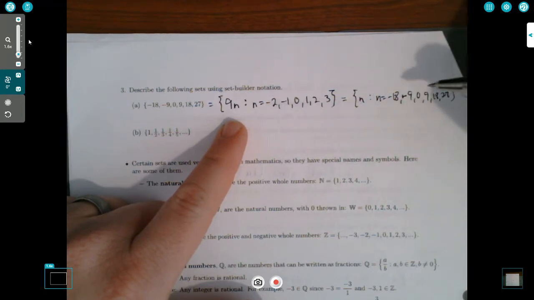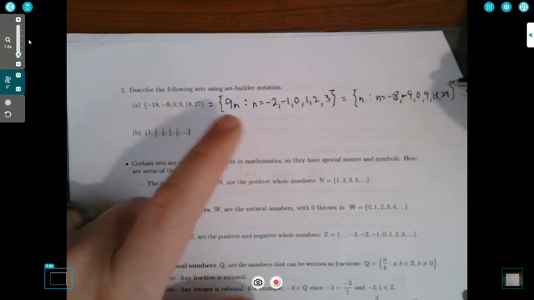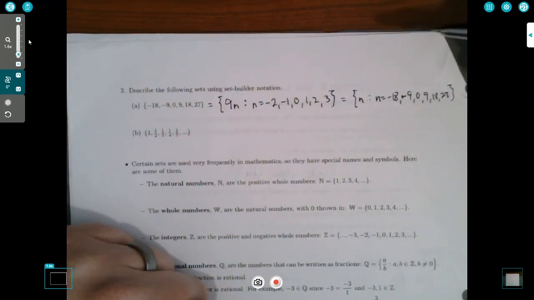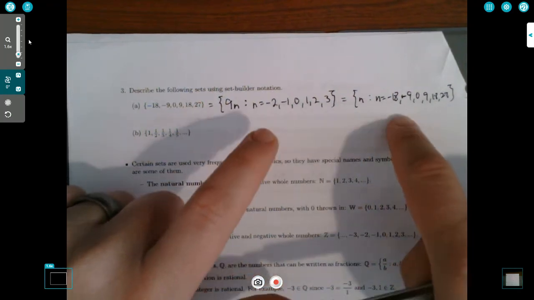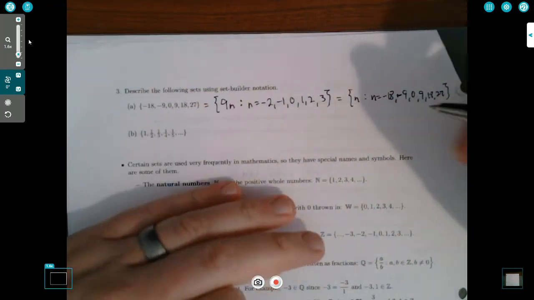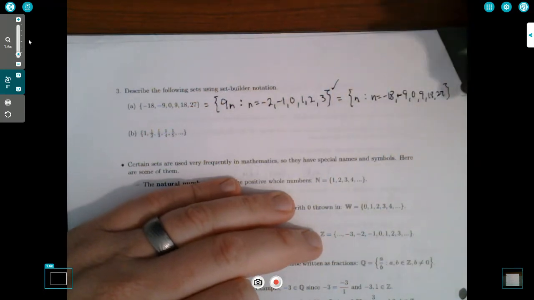It's not really useful, because if you're going to write it this way, you might as well just have given the roster, but that would also work. So my point is that there's more than one way to describe a set using set builder notation, but I think this is kind of the most obvious one. Okay?